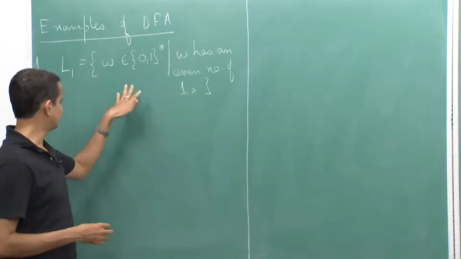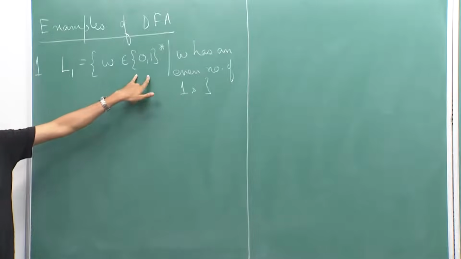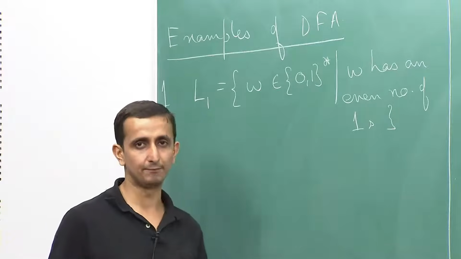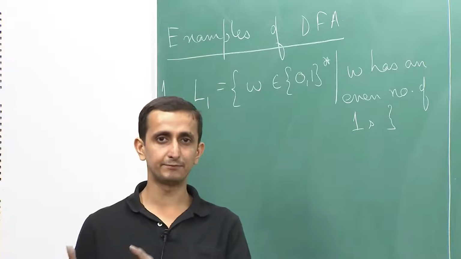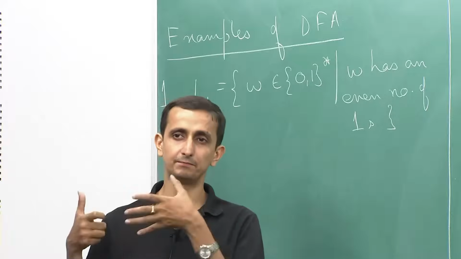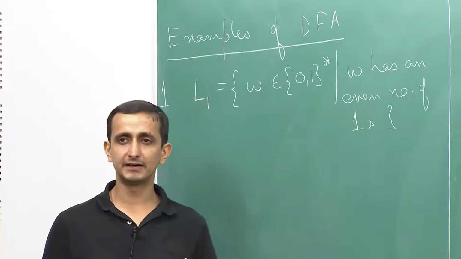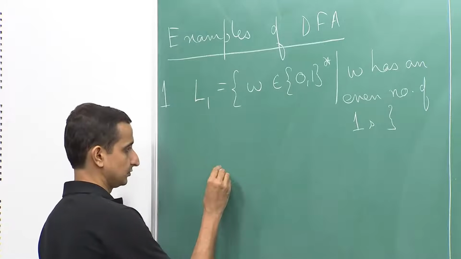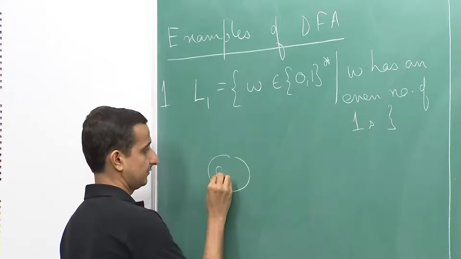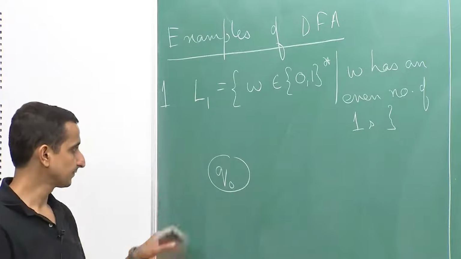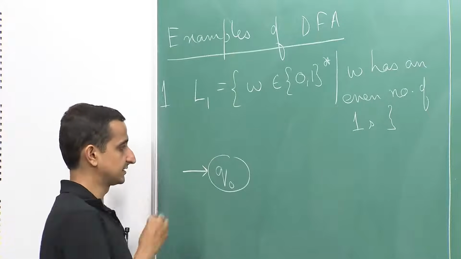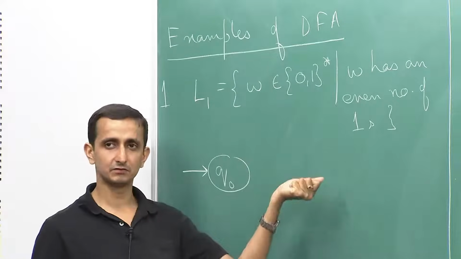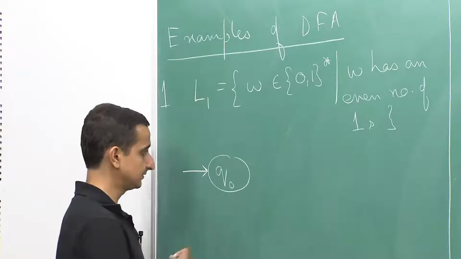If we look at all possible strings over 0 1, either they can have an even number of ones or they can have an odd number of ones. Okay, so, we will have two states, one capturing all strings that have an even number of ones and the other state capturing all strings that have an odd number of ones. So, we start with the state Q0. Initially, let us say Q0 is our start state. The empty string by definition does not have any ones, which means that it has an even number of ones.